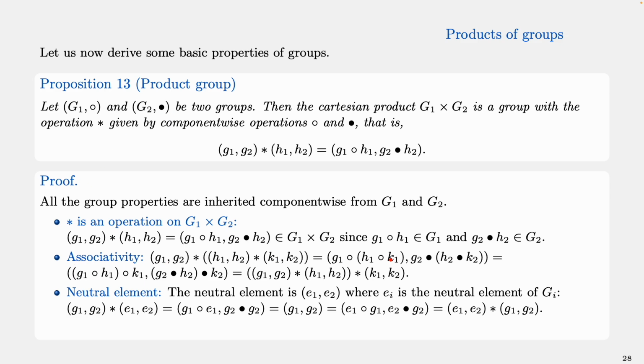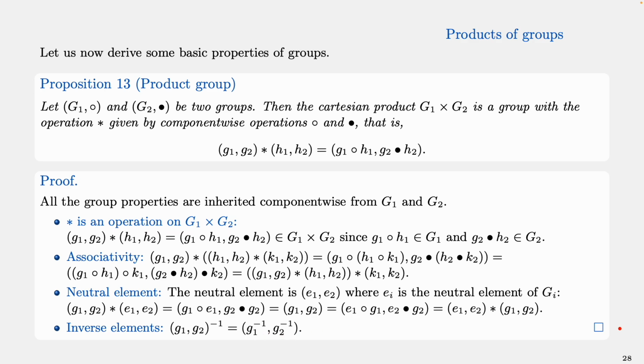It's a bit much to simply write down, but in the end it's just checking that component-wise associativity holds, which is the case because these two are groups to begin with. The neutral element is simply given by taking the pair which consists of the neutral element for the first group and the neutral element for the second group. And same for the inverses. So the inverse of a pair of elements is given by the pair of the corresponding inverses.